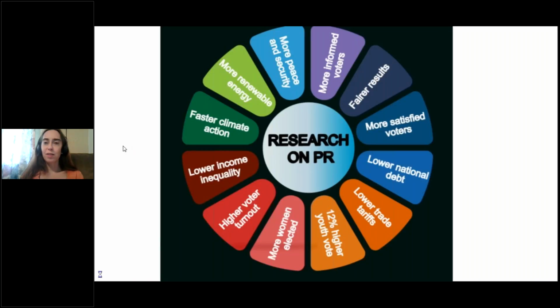And so we put together nice little graphics just pointing out a few of the things that people might be the most interested in about proportional representation. So, fair results, faster climate action, higher youth turnout, 12% more youth vote in countries with PR.